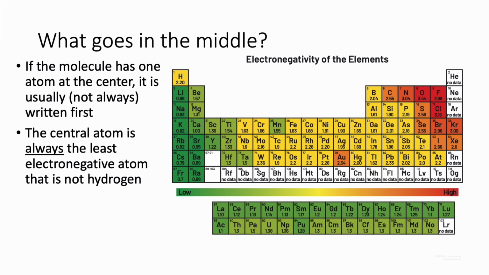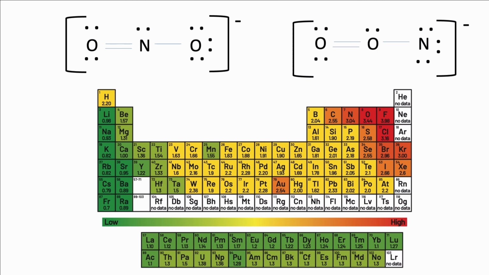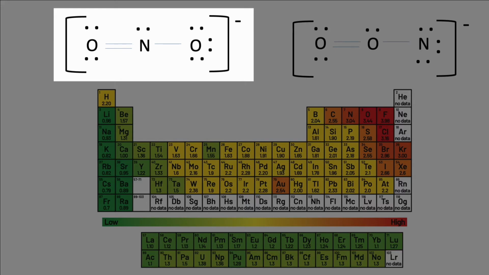Now, sometimes the least electronegative atom is hydrogen. Hydrogen can only form 1 bond, which is not a good thing for a central atom that needs to form multiple bonds. The central atom is always going to be the least electronegative atom that isn't hydrogen. And the reason is because the more electronegative atoms are going to pull electrons towards them. The central atom needs to share electrons, and if it is very electronegative, it does not share well. It wants to keep all the electrons for itself. So you're always going to look at the least electronegative element, which in this particular case is going to be nitrogen, 3.04. So this is the structure that we're looking for.